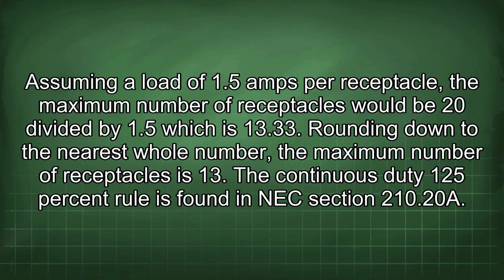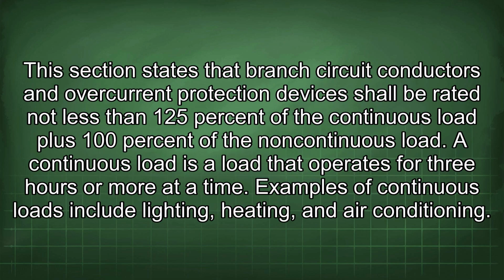The continuous duty 125% rule is found in NEC section 210.20(A). This section states that branch circuit conductors and overcurrent protection devices shall be rated not less than 125% of the continuous load plus 100% of the non-continuous load. A continuous load is a load that operates for 3 hours or more at a time. Examples of continuous loads include lighting, heating, and air conditioning.